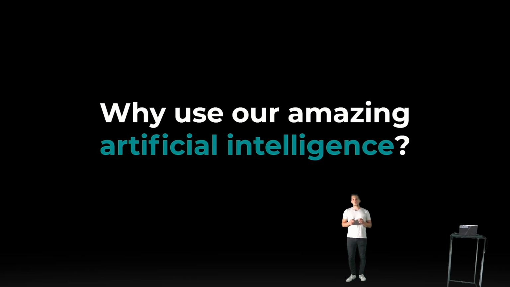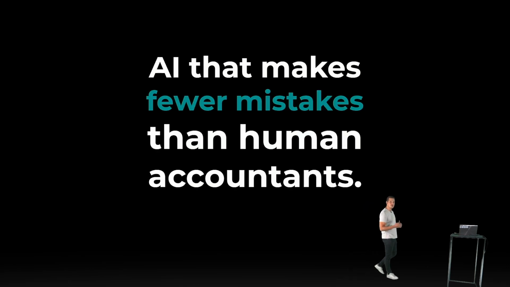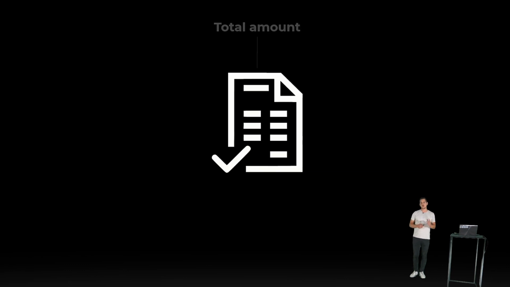And thanks to their huge effort in the last year, we recently managed to obtain a 95.88% of recognition rate on vendor bills. That's a huge percentage. And it basically means that our artificial intelligence will make fewer mistakes than human accountants. But it doesn't only mean that they will make less mistakes. It will also make sure that they can use all that lost time on spending time on what they're really good at, instead of losing unnecessary time on manual input work. So let me show you how it works.